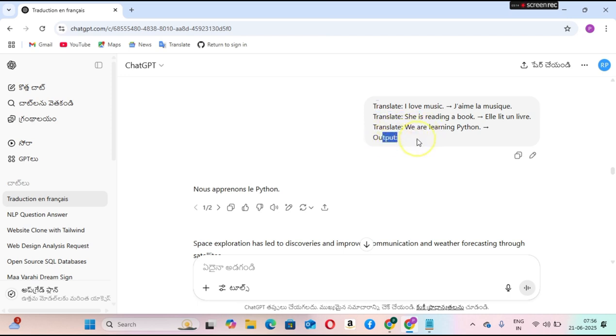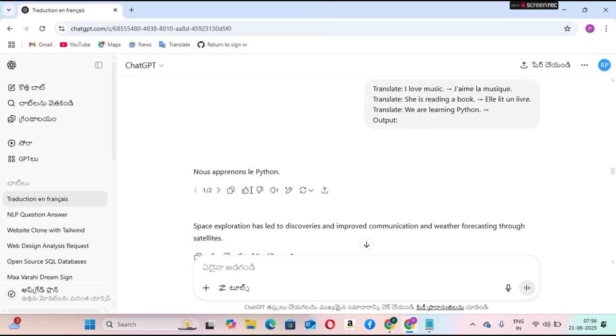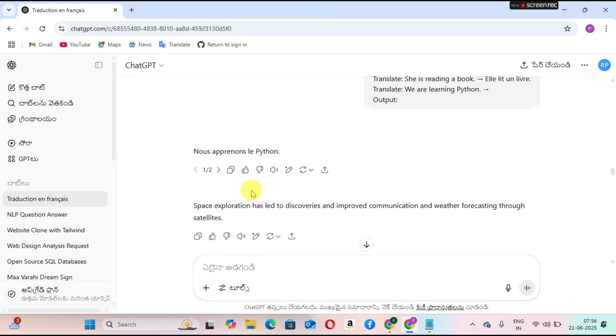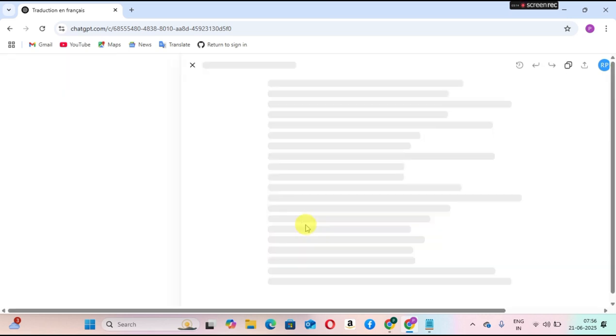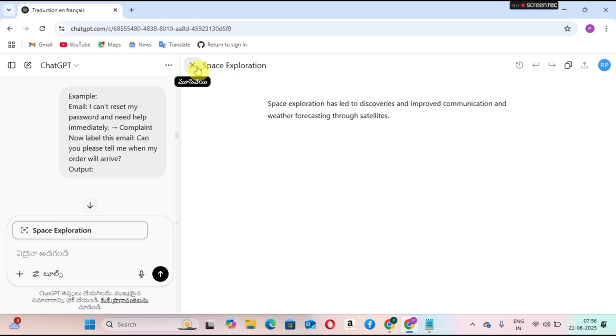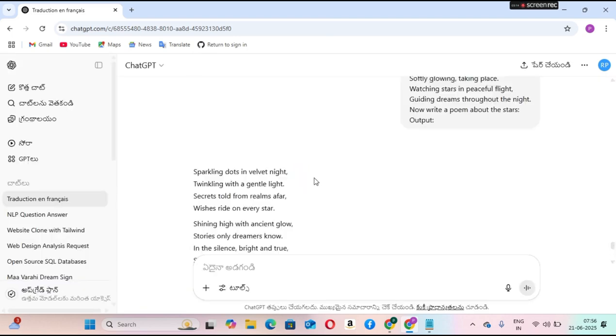Finally, here we have given input data, that is, translate we are learning Python, and here we are expecting a French statement, and here we have given an output indicator. When we hit enter, the AI model gives this French statement. So the model learned the translation pattern from the two examples, so it could easily translate the third sentence. So few-shot helps guide the model response format and target language better.